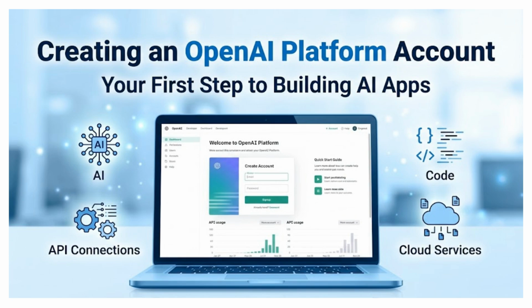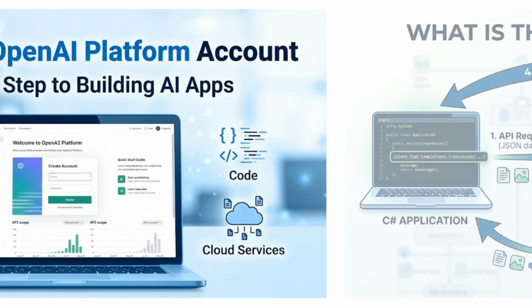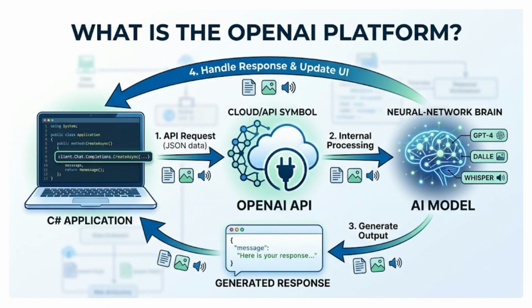In this lesson, we'll create our account and take the first step toward building our own AI-powered applications. Let's get started. The OpenAI platform allows our applications to communicate with powerful AI models. Here, we have a simple C# application. First, the application sends an API request to the OpenAI API. The API receives the request and passes it to the selected AI model for processing.